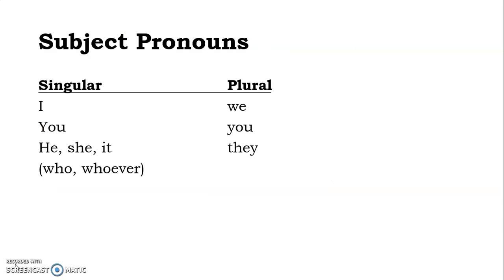Now let us see subject pronouns. I have already taught you subject and predicate. Subject always comes in the starting of the sentence. So the subject pronouns in singular number are I, you, he, she, it. And the subject pronouns in plural number are we, you, they.